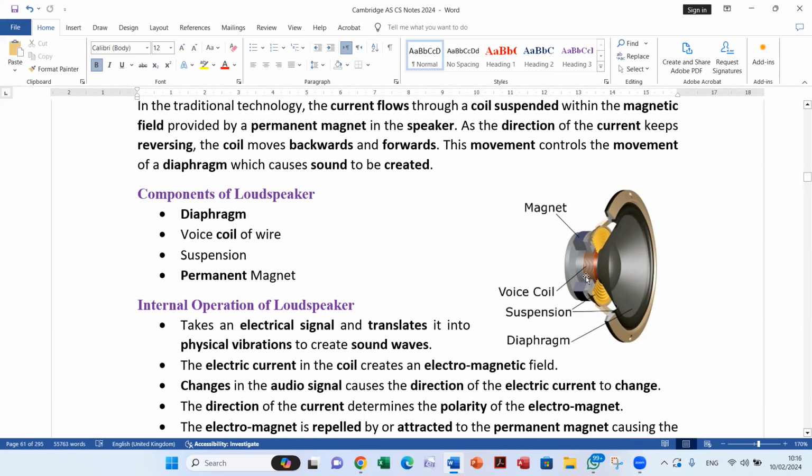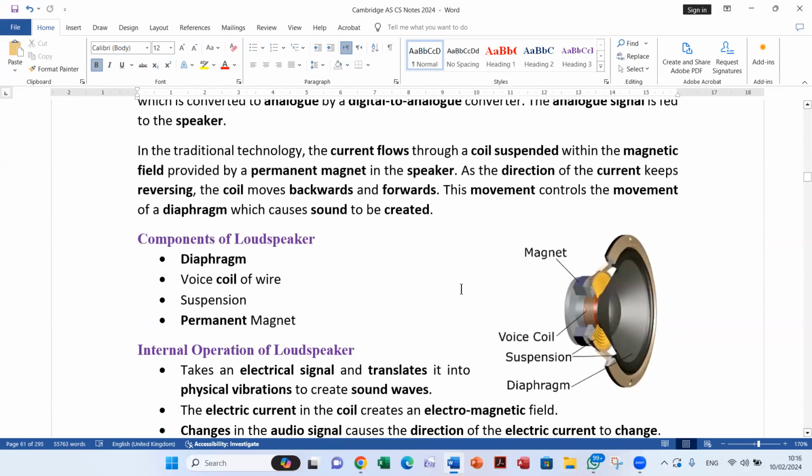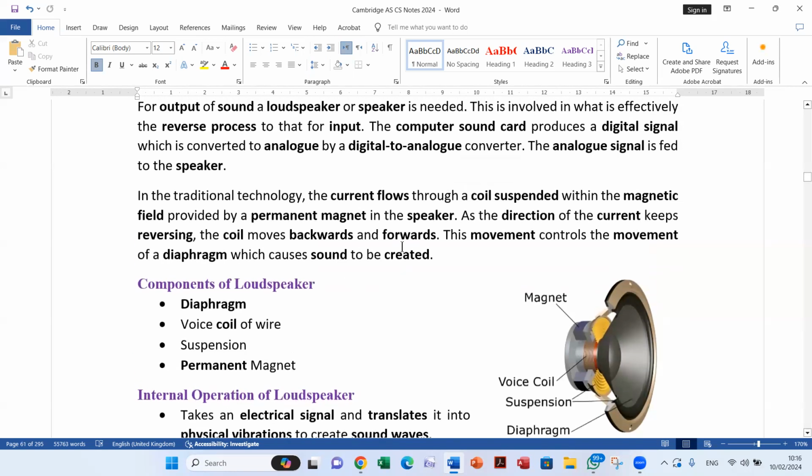That coil carries the varying electrical signal and creates an alternating magnetic field. That alternating magnetic field interacts with the permanent magnet, pushing and pulling the diaphragm, causing the diaphragm to vibrate. The vibration of the diaphragm is the sound that causes the air to vibrate, and the sound travels through the air to our ears. Okay? So this is the principle of operation of the loudspeaker. The current flows through a coil suspended within the magnetic field provided by a permanent magnet. As the direction of current keeps reversing, the coil moves backward and forward. The movement controls the movement of a diaphragm, which causes the sound to be created.